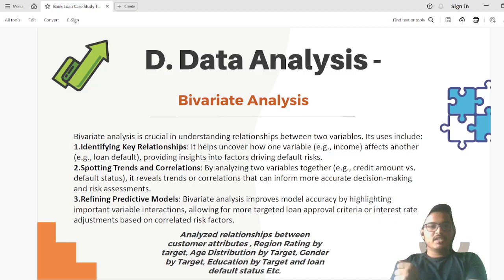Third will be refining predictive models. The bivariate analysis improves model accuracy by highlighting important variable interactions, allowing for more targeted loan approval criteria or the interest rate adjusted based on the correlated risk factors.